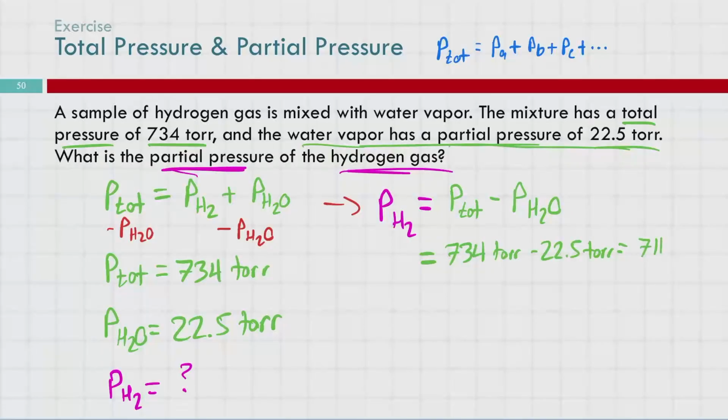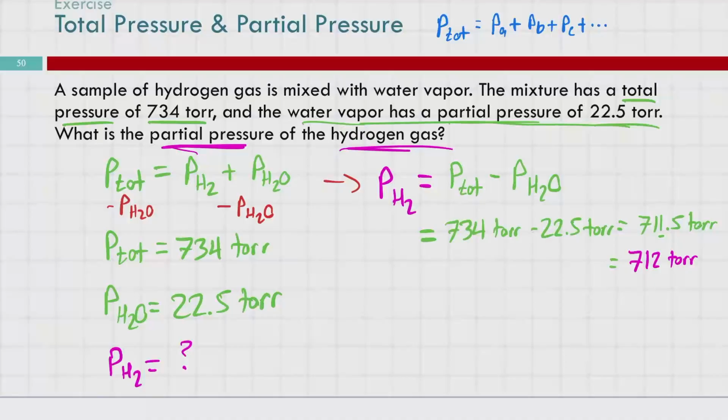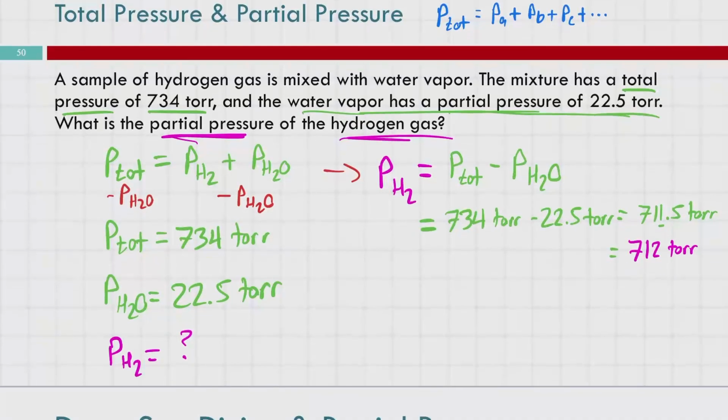it's 711.5 torr. We get to round for the ones place. So 712 torr would be our final answer. This problem didn't specify what units we needed. On the exam, you'll be told what units you need to provide, or the answers will have units with them. But since it didn't specify here, 712 torr is correct.